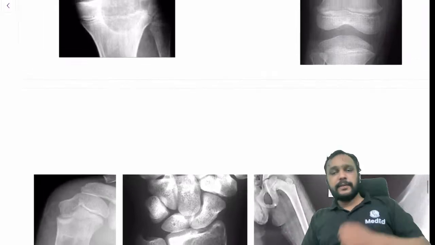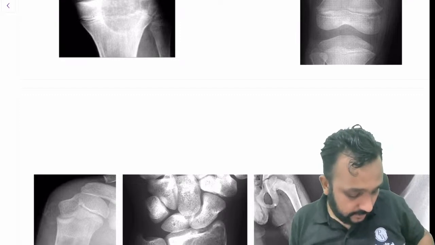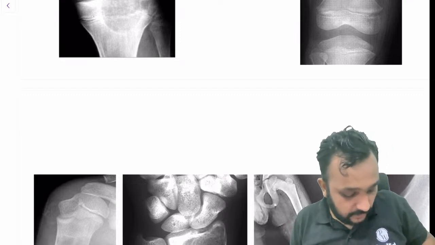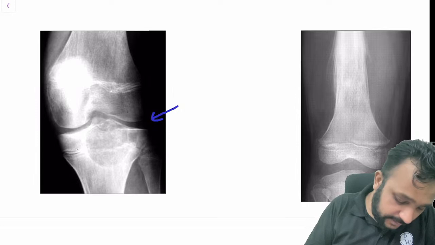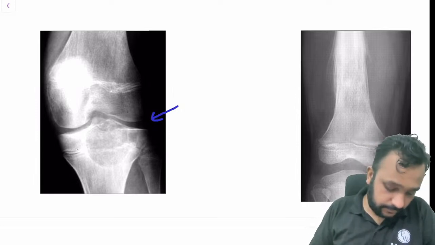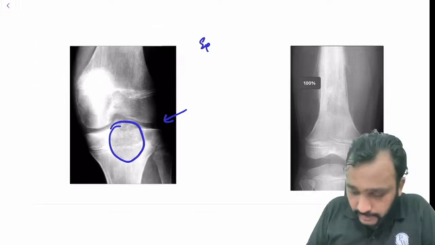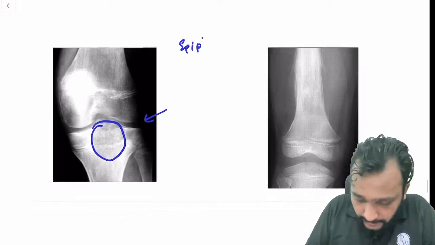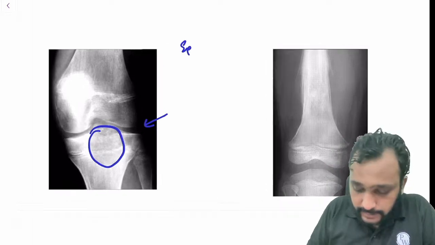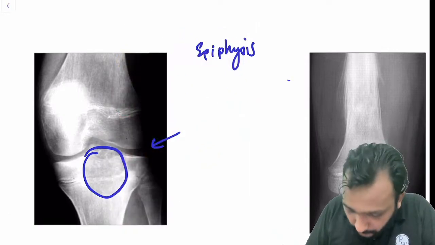So guys, at last, let us discuss a few important images from the section of bone. In the first image, we can see a lytic lesion within the epiphysis of the bone. So when a lytic lesion is seen within the epiphysis of the bone, you are going to think about two tumors.